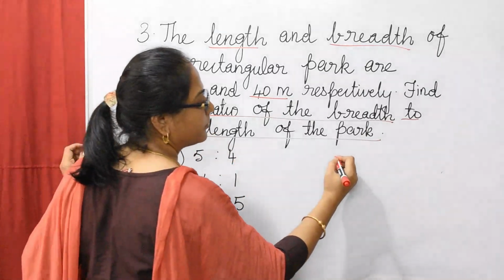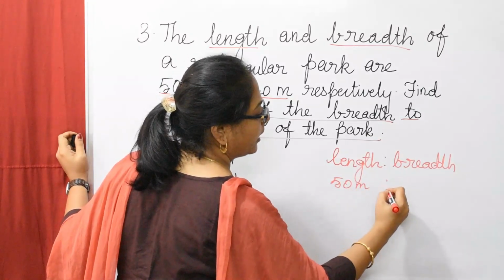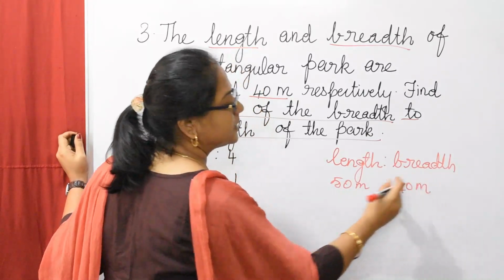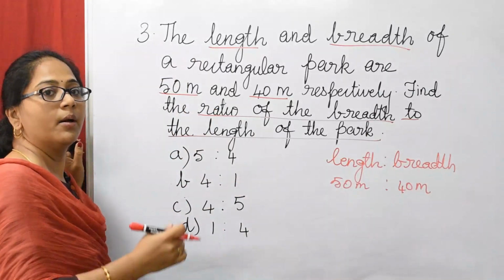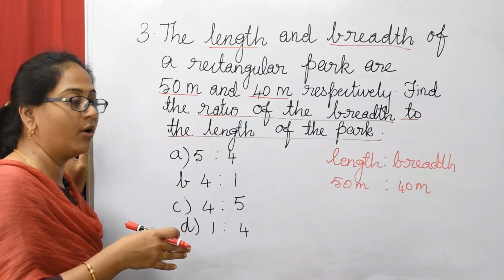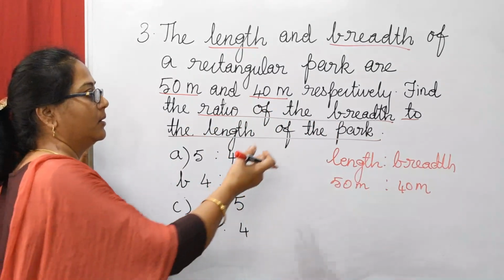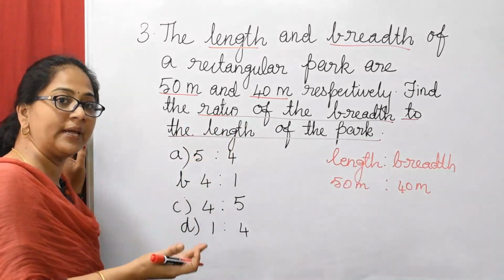So length is 50 meter, and breadth is 40 meter. This is how our question is. But what we have been asked is to find the ratio of breadth to the length. Understood? We have been asked to find the ratio of the breadth to the length.